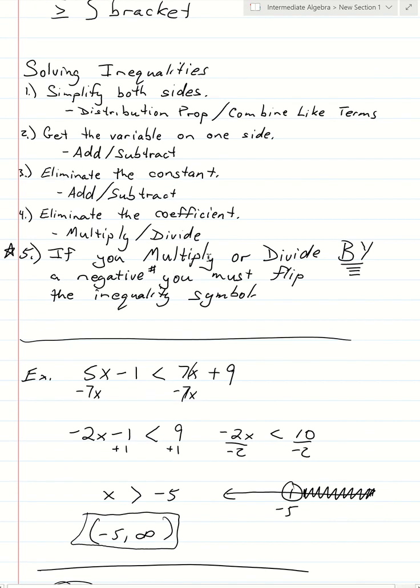Very important here, these 5 steps, particularly this fifth one, don't forget about that: if you multiply or divide by a negative number, you must flip the inequality symbol.